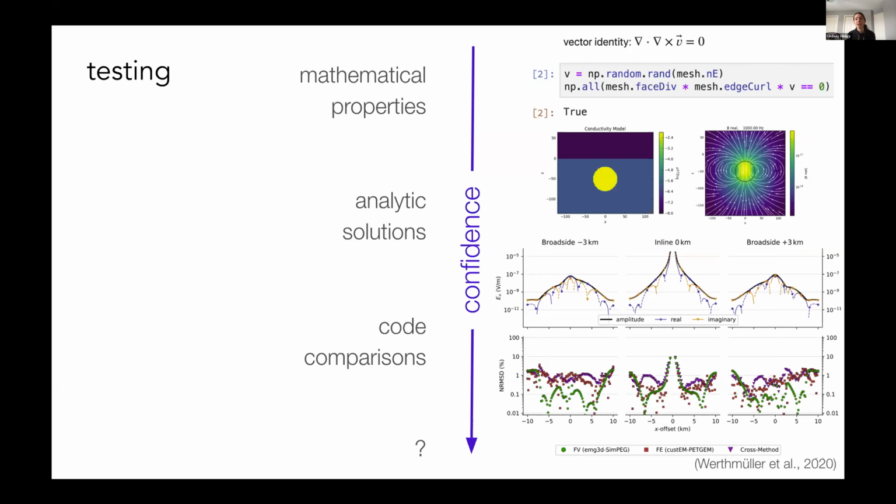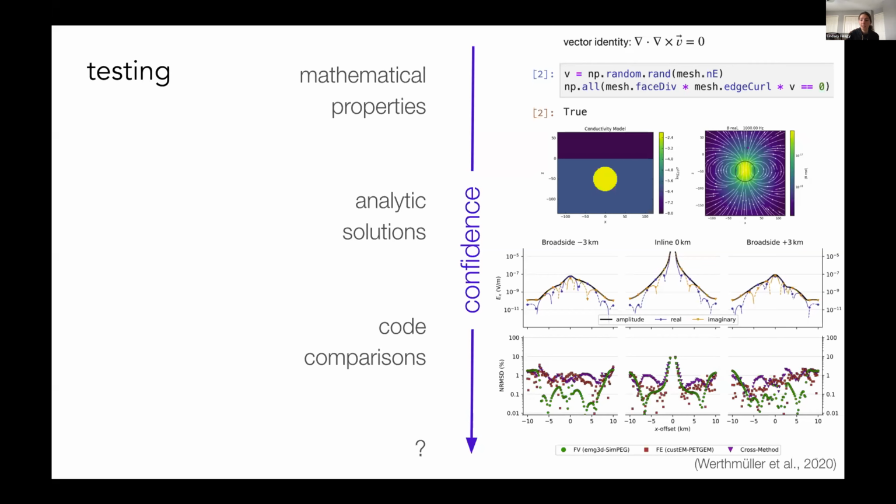Some places we've got analytical solutions. In EM, we know we've got lots of solutions for spheres, and that's a good place to test the code, to check that slightly more complex behavior is correct. But if we get to a full-on 3D EM simulation, we don't know what the answer is. And so we can do things like code comparisons.